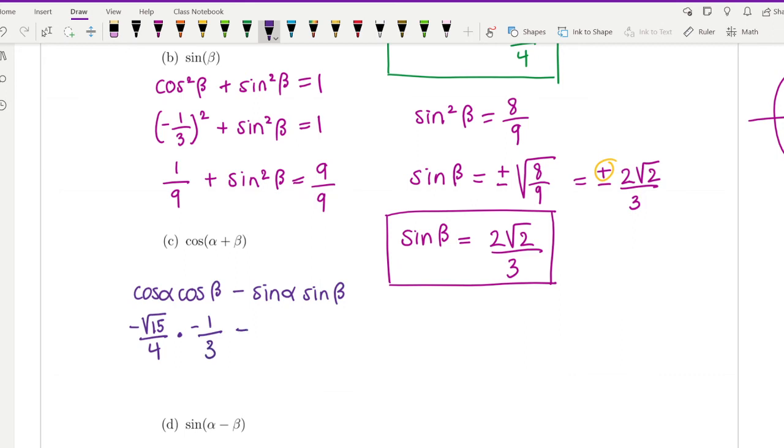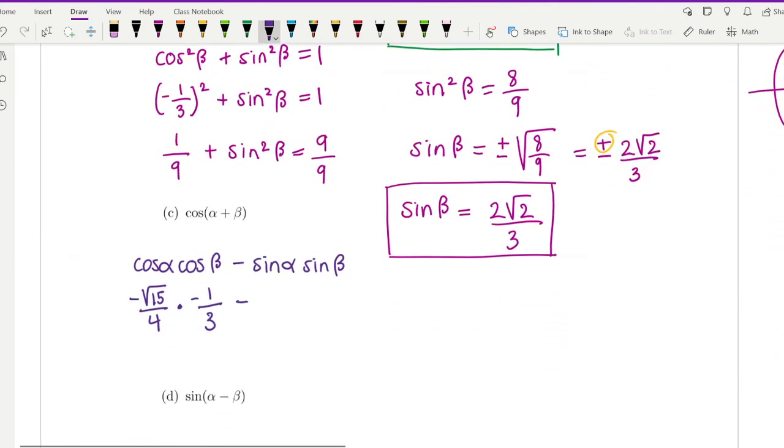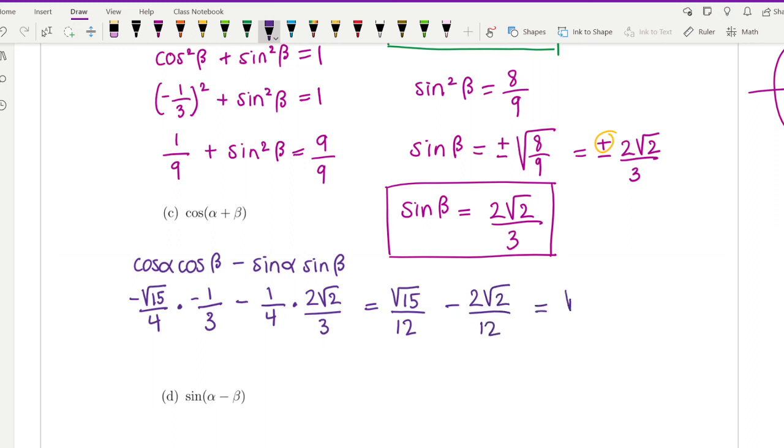Then from that, we want to subtract sine of alpha. So where is sine of alpha? That was given to us. That was 1 over 4. And then sine of beta, the one that we did last, is 2 root 2 over 3. Once we've written all these down, we're done doing any kind of trigonometry. We now just want to simplify. So we get positive root 15 over 12 minus 2 root 2 over 12. We can rewrite that by combining everything and say it's square root of 15 minus 2 root 2, all divided by 12.